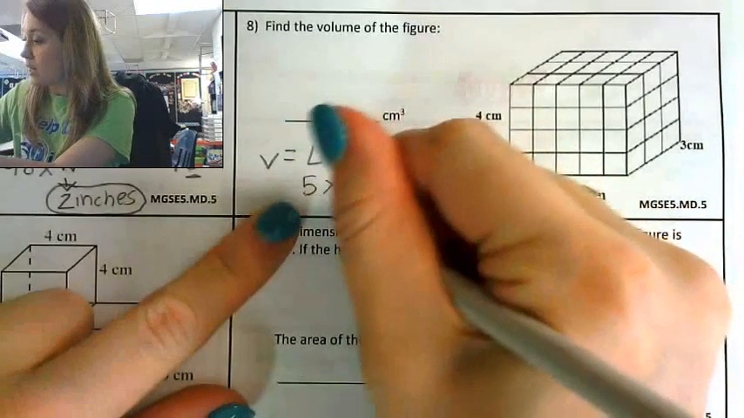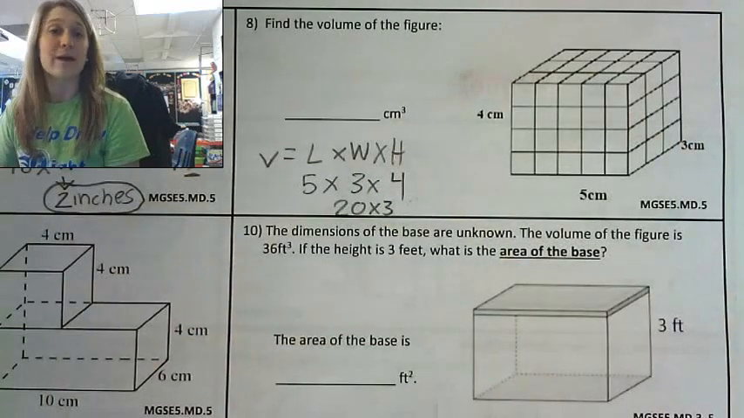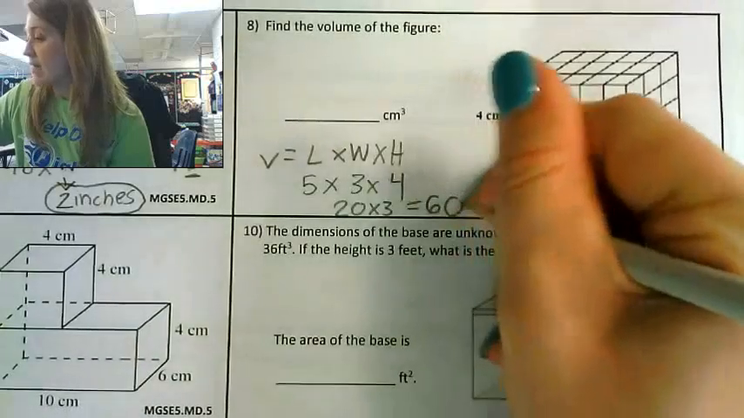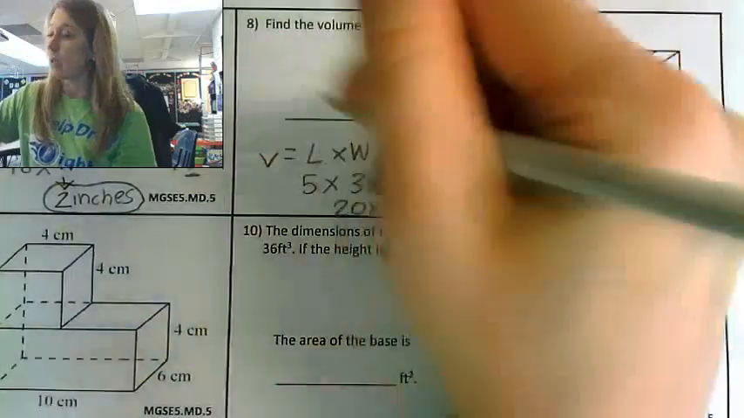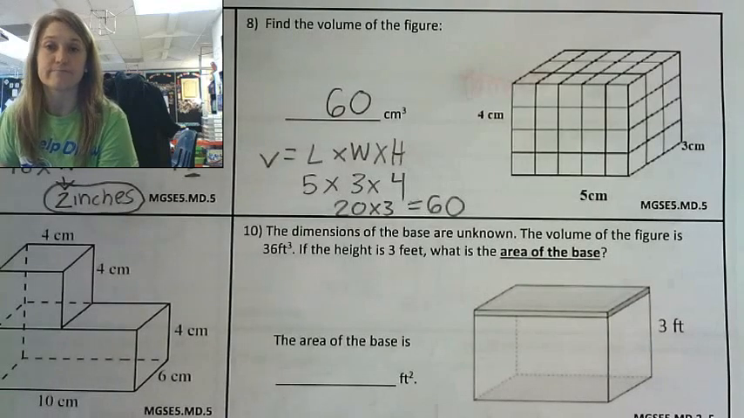So I'm going to go ahead and do 20 times 3. I did that because this is something that I can easily do in my head. 20 times 3, 2 times 3 is 6, add that 0 on, 60. So my answer is 60 centimeters cubed.